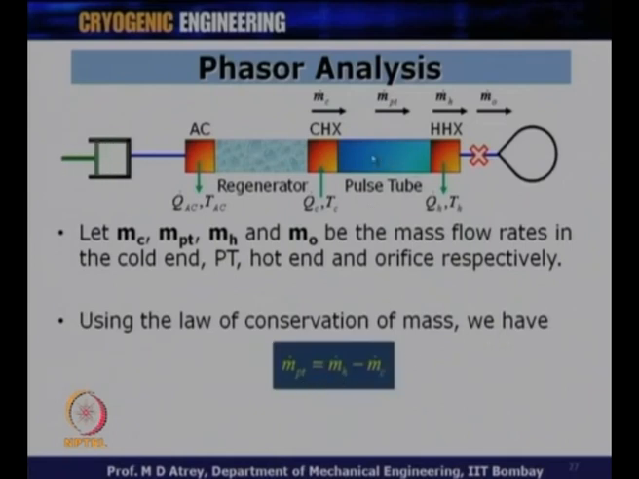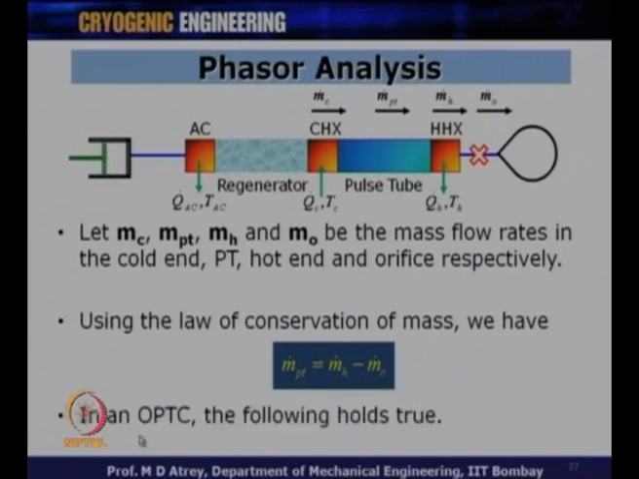Using the law of conservation of mass, if I want to compute M dot PT, we can say that M dot PT is equal to whatever is leaving minus whatever is incoming. So, M dot PT is equal to M dot H minus M dot C. In the OPTC, that means in the orifice pulse tube cryocooler, the following holds true: M dot H is equal to M dot O.